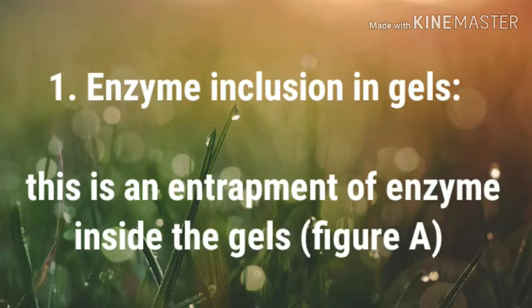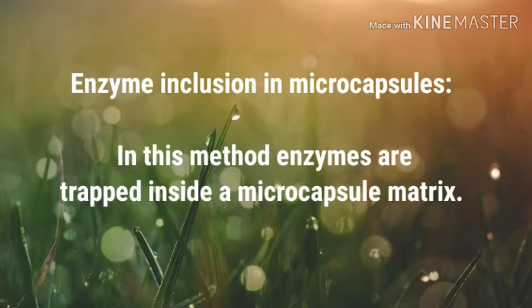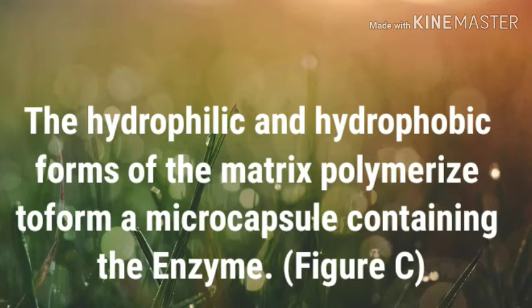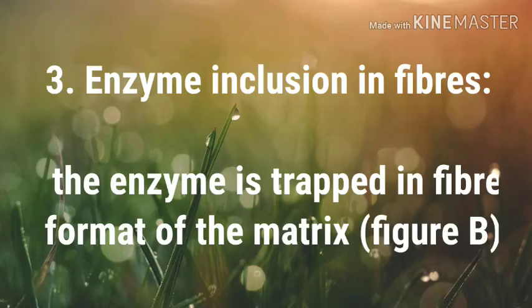Enzyme inclusion in gels. This is an entrapment of enzyme inside the gels, as shown in figure A. Enzyme inclusion in microcapsules. In this method, enzymes are trapped inside a microcapsule matrix. The hydrophilic and hydrophobic forms of the matrix polymerize to form a microcapsule containing the enzyme, as shown in figure C. Enzyme inclusion in fibers. The enzyme is trapped in fiber format of the matrix, as shown in figure B.